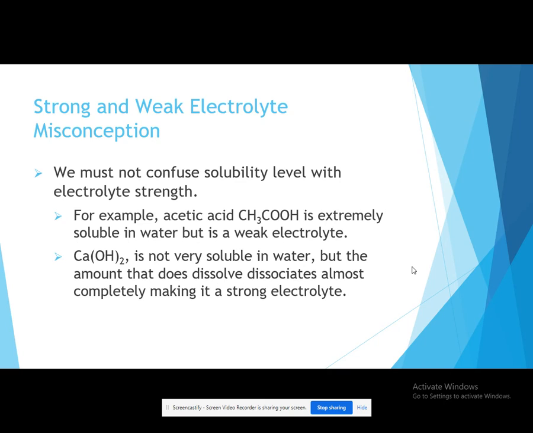Now, I've been mentioning electrolytes and them being solvated. Don't confuse their solubility level with electrolyte strength. Those are 2 different characteristics, 2 different properties. For example, acetic acid is really, really soluble, but it's a weak electrolyte. Whereas calcium hydroxide is not very soluble, but the amount that does dissolve dissociates almost completely, making it a strong electrolyte.